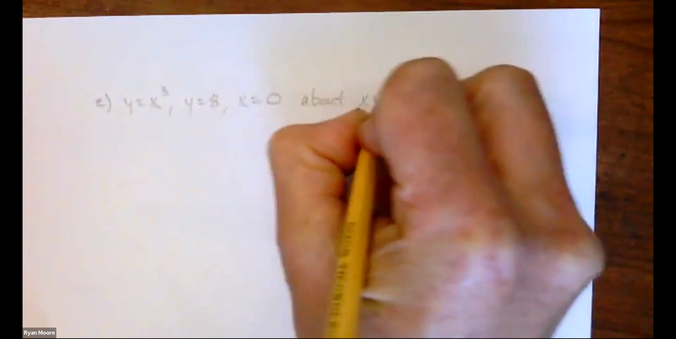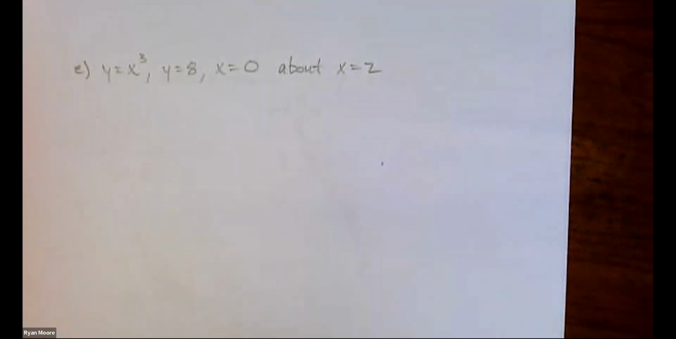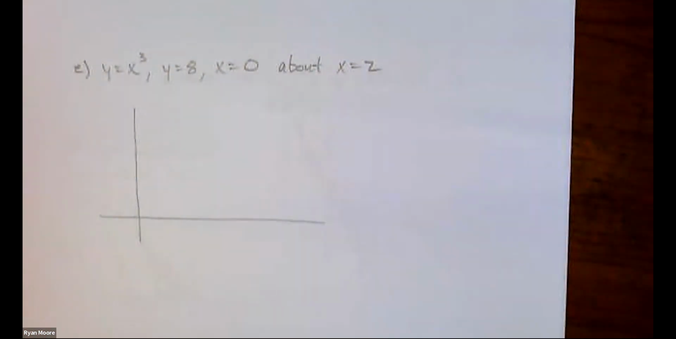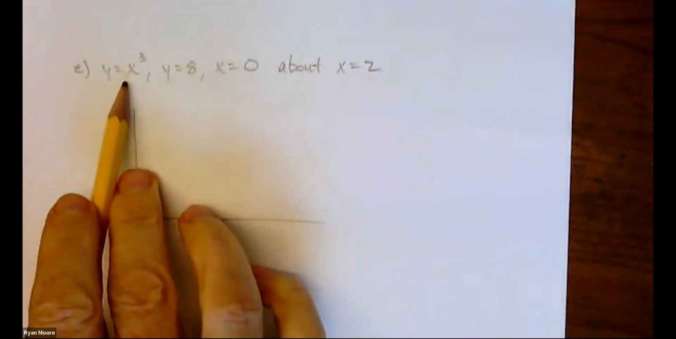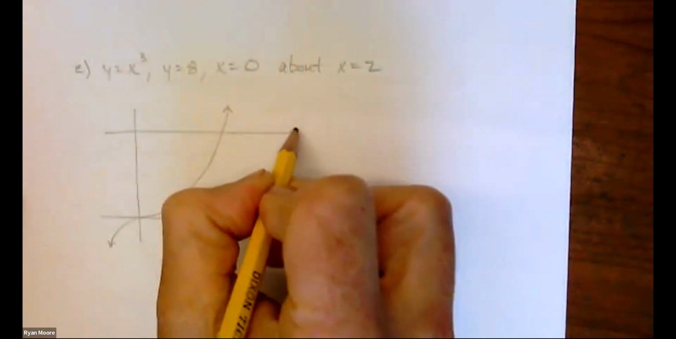This one, we revolve about a different line other than the x or y axis. So we got y equals x cubed, y equals 8, x equals 0, about x equals 2. The line, the vertical line, x equals 2. All right, let's draw this thing. Going to draw it kind of big, x cubed coming down like this. Okay, y equals 8, this horizontal line.